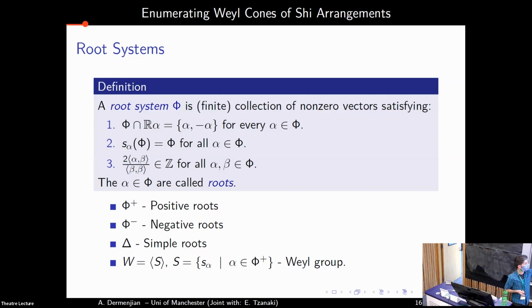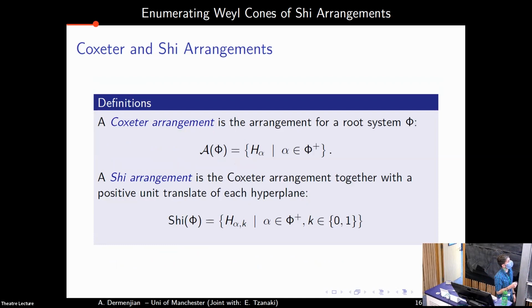Simple roots, and then W we're going to set as the Weyl group. So the group generated by the set of reflections for a root system. So I think this should all be easy peasy, warm and breezy.